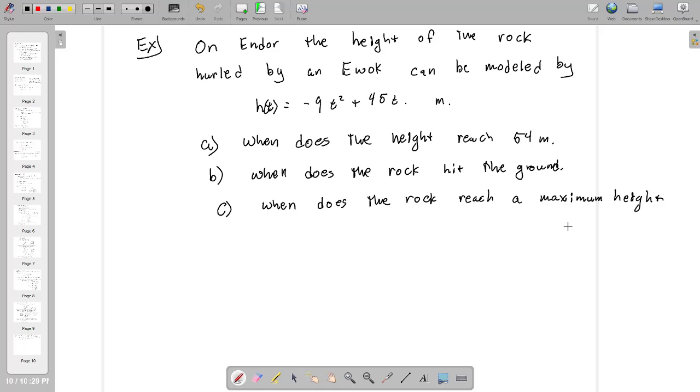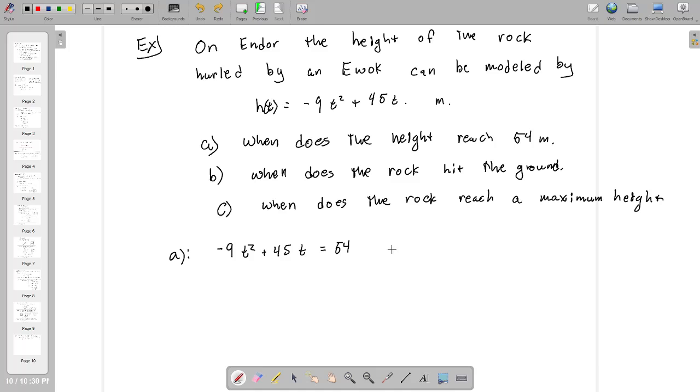Okay, A, first of all, we're looking for when the height reaches 54 meters. Let's start with that. So if the height is 54, and this expression here represents the height, then we would just set this equal to 54 to find the time at which the height of the rock will be 54 meters. So we'll have negative 9t squared plus 45t is equal to 54.